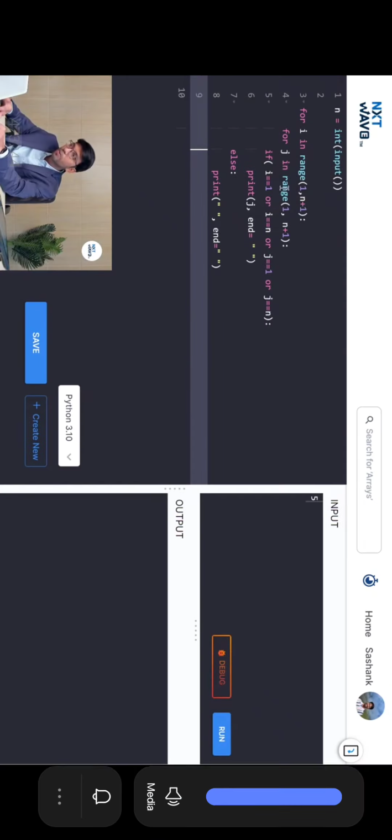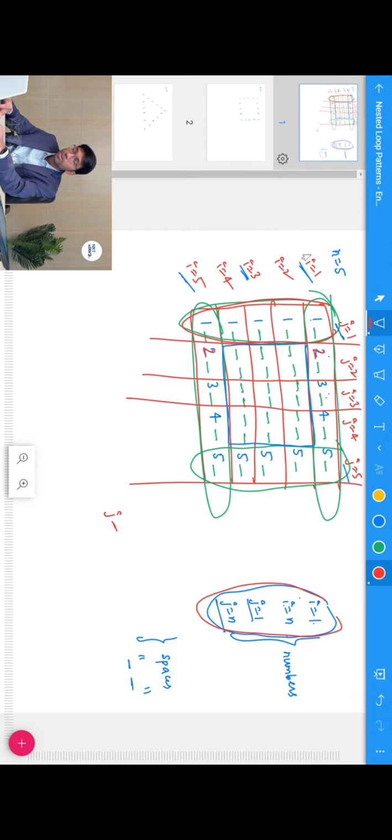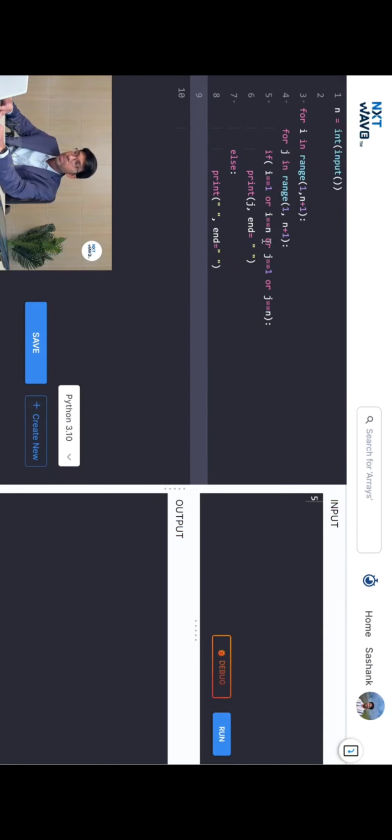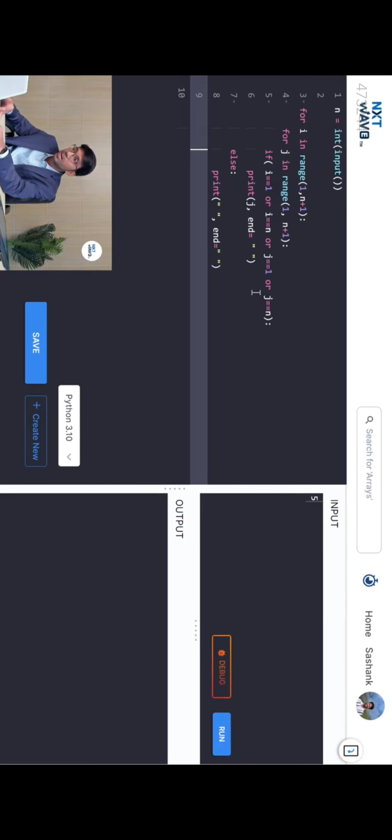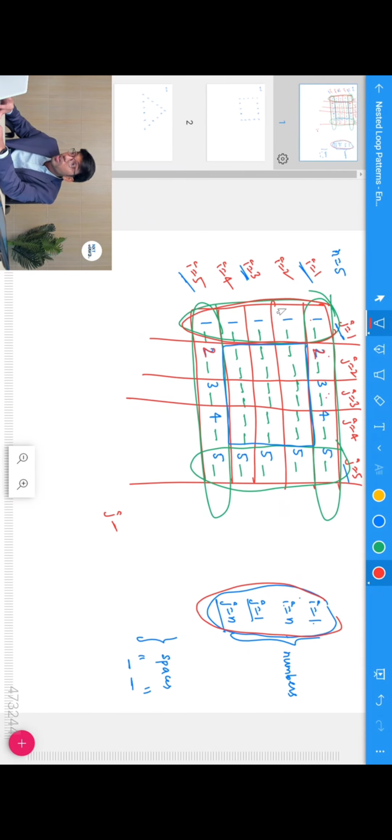When i equal to 1, j will go from 1 to n. In our case, because n equal to 5, j will go from 1 to 5. Because i equal to 1, 1 space will be printed next, then 2 space, 3 space, 4 space, 5 space. After that, once the j loop is over, we want to move to the new line.